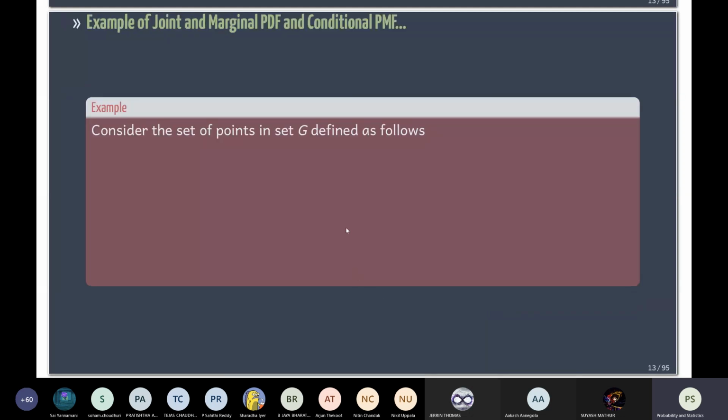Let us see an example of conditional PMF. Let us consider this problem. This is the set of (x, y), and here x and y satisfy this condition, which determines the possible values of x and y. If you see what values x can take, x can take 0, 1, -1, and then 2 and -2. These are the possible values x can take.